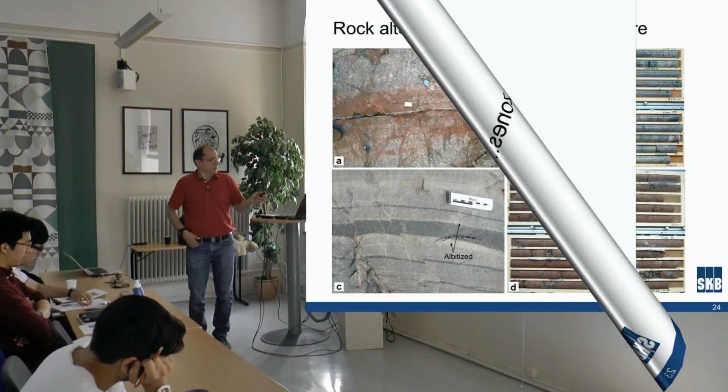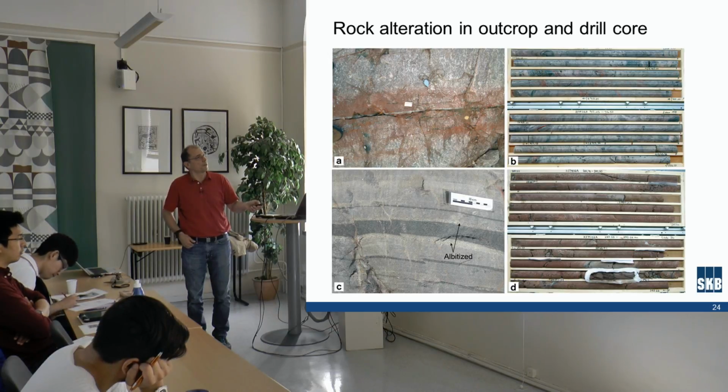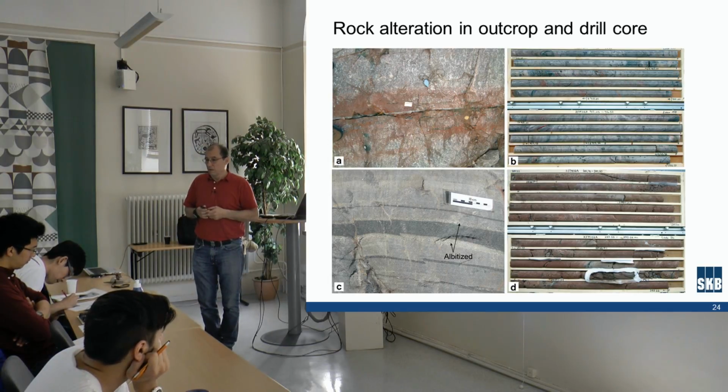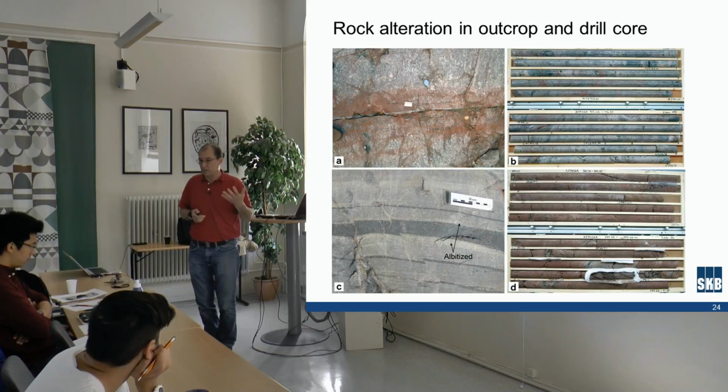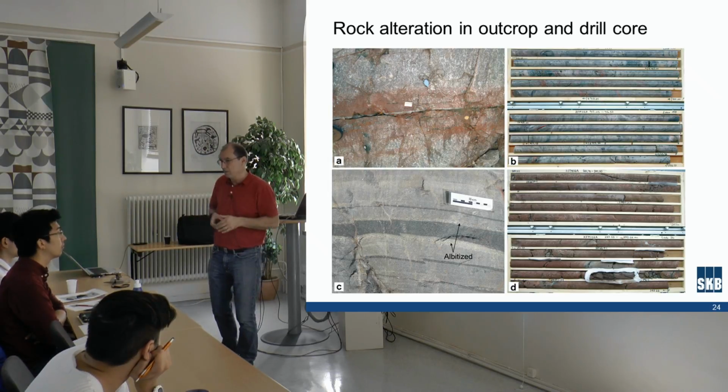Okay, I talked about this red staining, oxidation. There is the image of that. You see, there is a fracture, and around the fracture, it's reddish. So this is where the fluids have flowed and altered the rock.